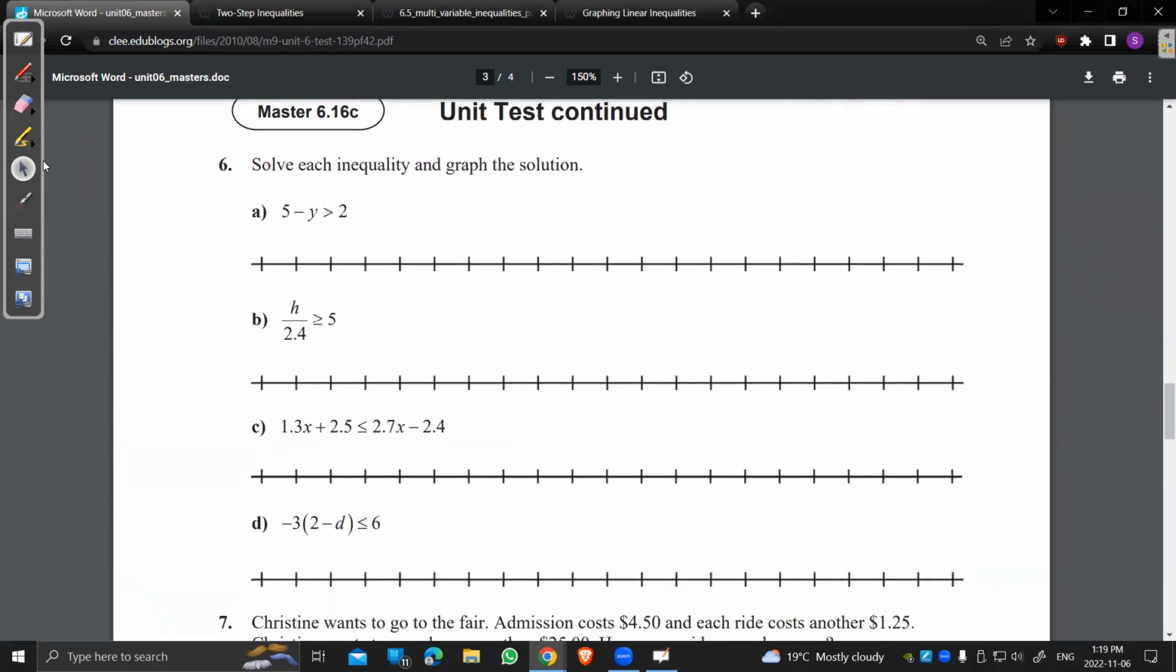This one's interesting. It says, solve each inequality and graph the solution. All right, cool. For A, how do we solve this inequality? You add 5. You add 5. Oh, you subtract. Right, so you get negative y is greater than 2 minus 5, negative 3. What now? How do we solve this for y? Because right now we have negative y.